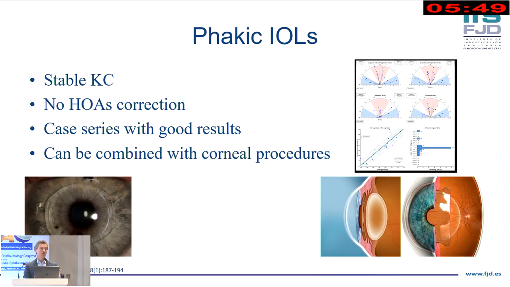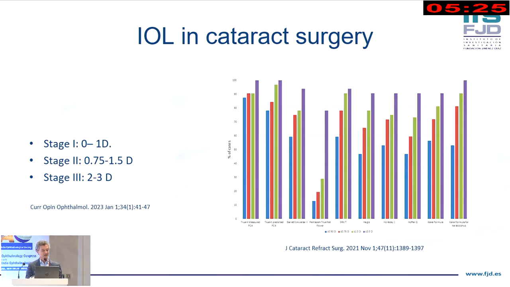So besides spectacles and contact lens, which are great, now everyone is managing most of the patients with scleral lenses, but if it's not working, or if we need something else, we could do phakic IOLs in stable cones with good results, and the good thing is that we can combine that with other procedures. If the patient has cataract, we can perform the cataract surgery.